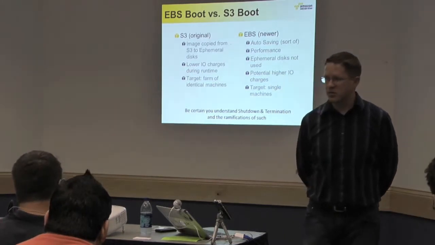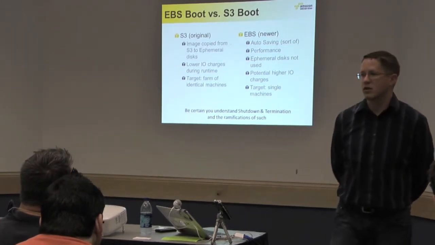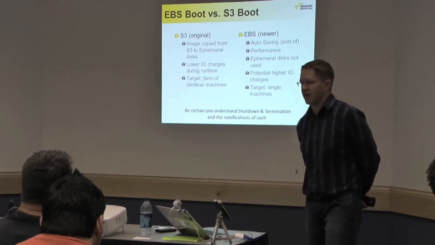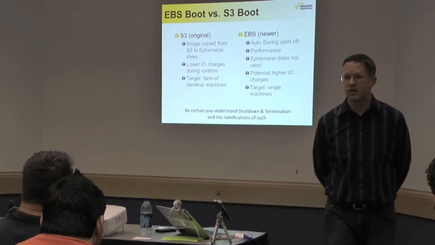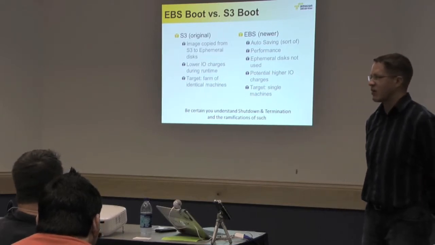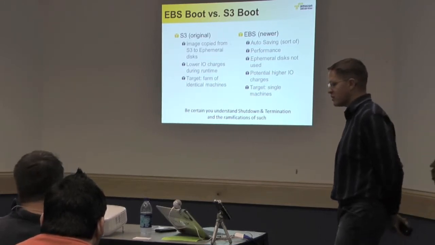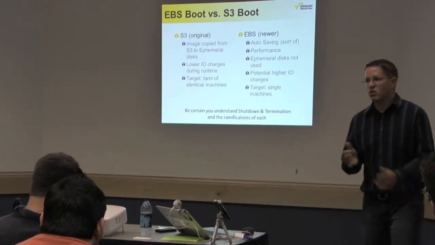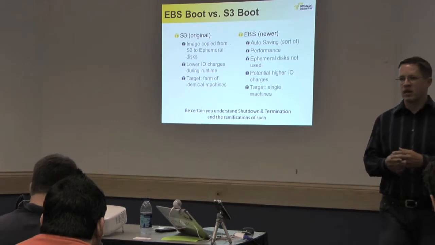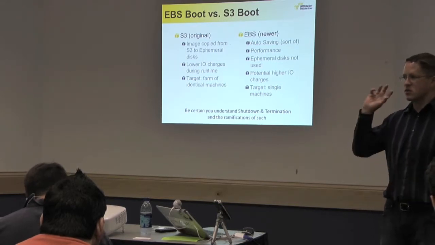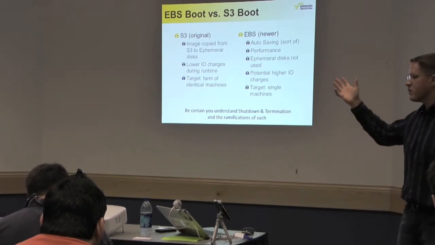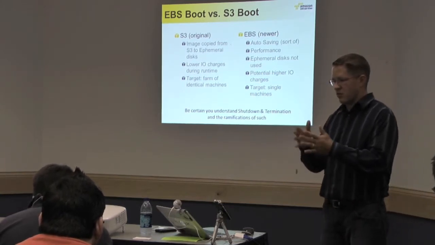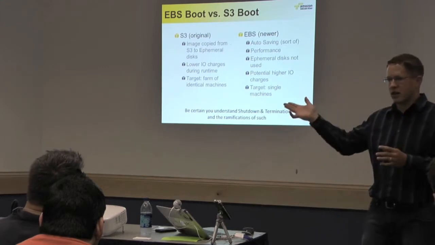EBS boot versus S3 boot. So this is historical, which is a little funny to talk about when you're talking about a service, or an area of the industry, that's only been around for about 3 years. But historically, everything in Amazon was S3 boot for your AMI. What that meant is you would select an AMI that lived in Amazon's S3 stores, which is their persistent object storage. And when you configured your EC2 instance, you would select that AMI.